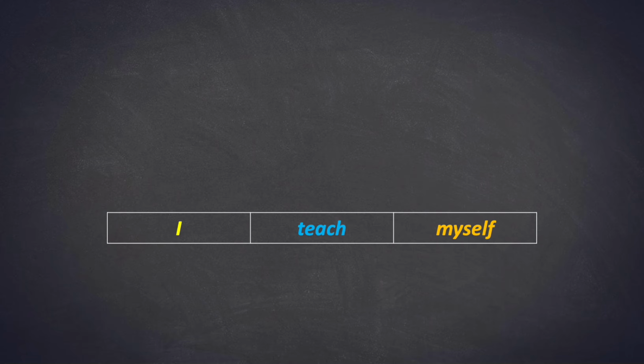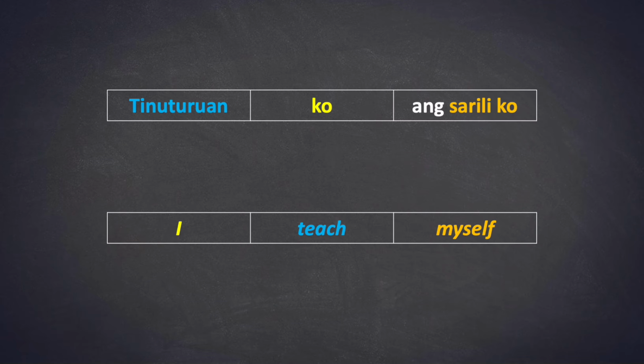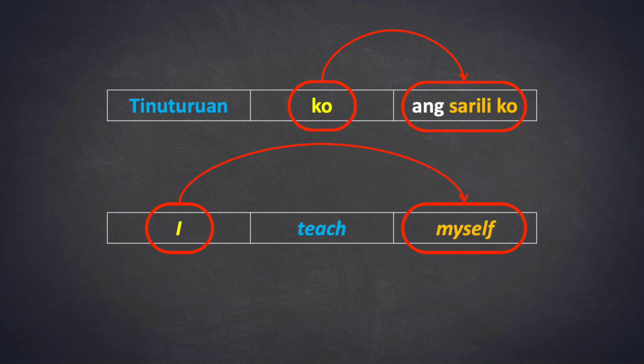In English, a reflexive sentence goes something like this: I teach myself. In Tagalog, it is exactly the same. Tinuturuan ko ang sarili ko. The subject does the action of teaching himself or herself and no one else.